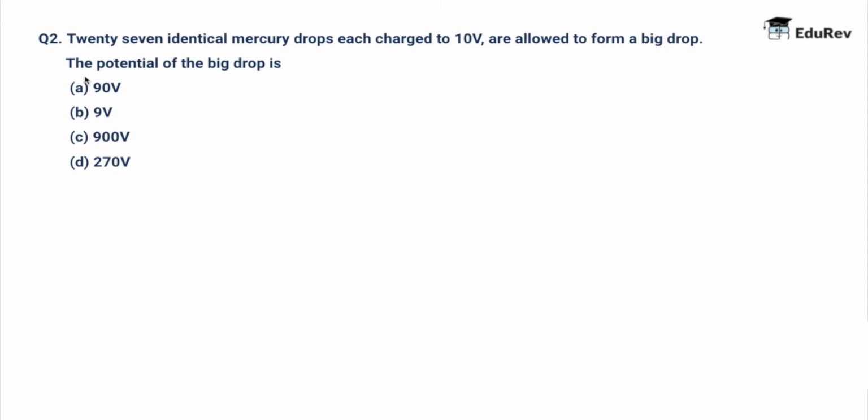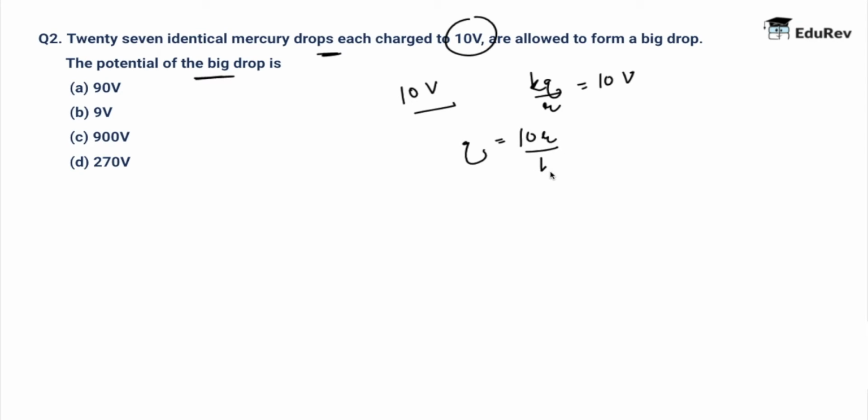Question number 2 states: 27 identical mercury drops, each charged to 10 volts, are allowed to form a bigger drop. The potential of the big drop is what? Now the voltage of each mercury drop is what? 10 volts. So it is KQ by R equals 10 volts. So Q equals 10 R by K. So the total charge is going to be what? 27 into 10 R by K.